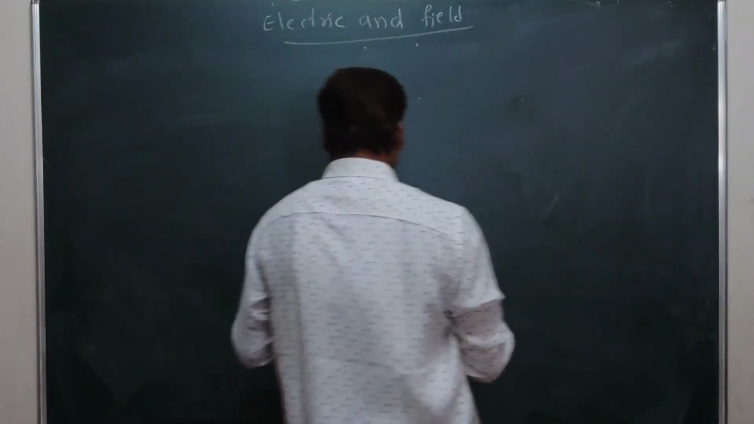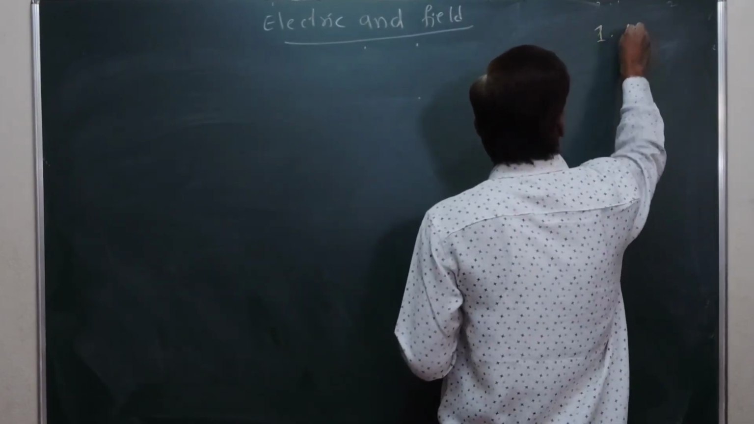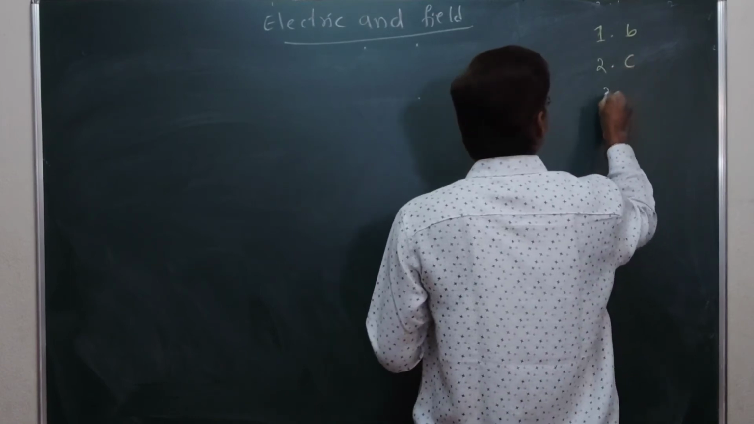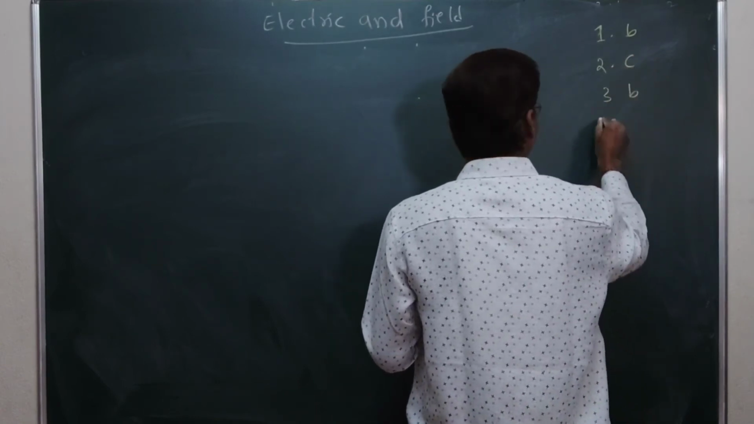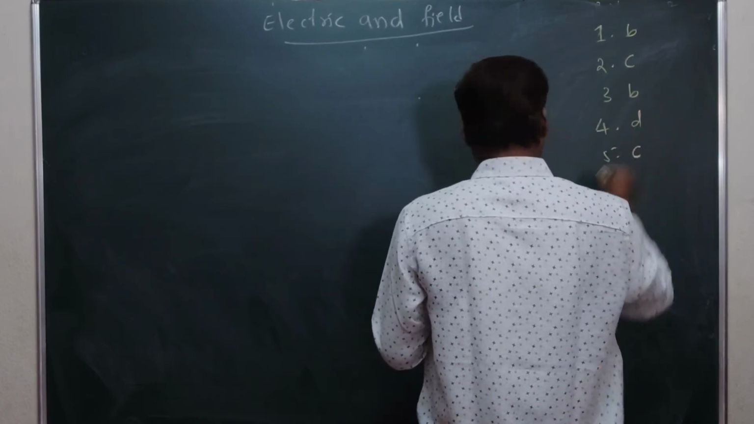So the first option we are reading is B. The second one is C. The third one is B. The fourth one is D. The fifth one is C.